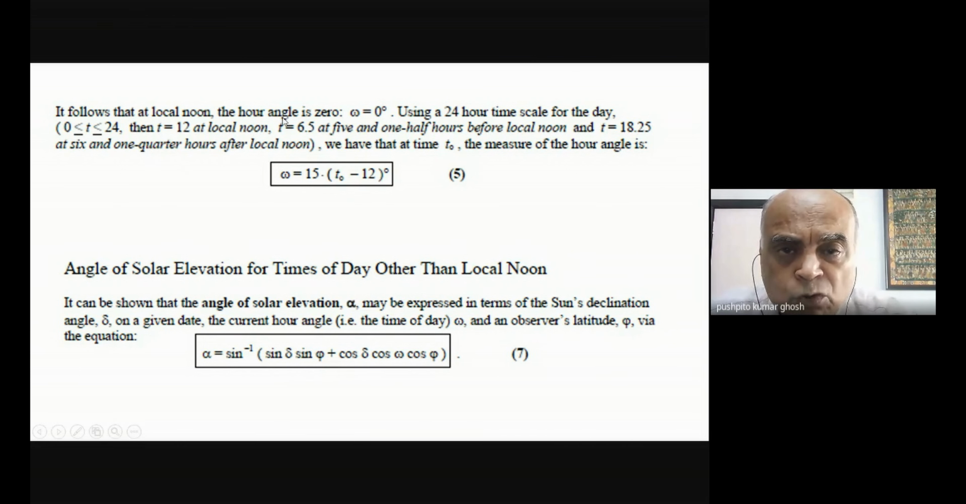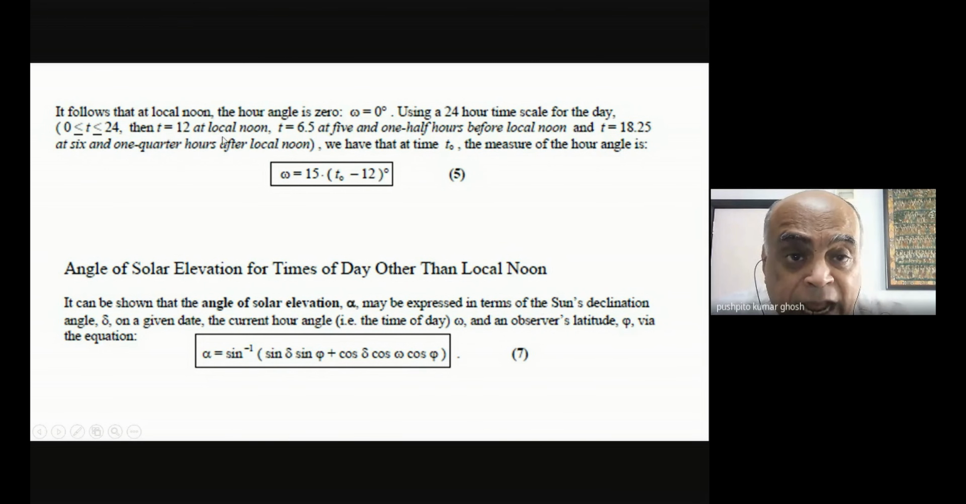All right. So what we do is fix the convention such that at local noon, the angle omega, which is what we call the hour angle, by convention is taken as 0 degrees. Now, if I want to figure out the hour angle at any other time, I'll fix up the time. For example, over here it says that using a 24 hour time scale for the day, t is equal to 12 at local noon. We know it's 12 o'clock.